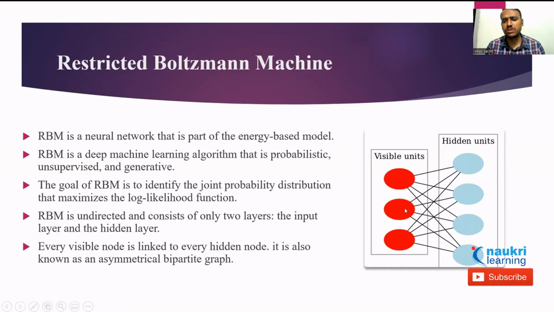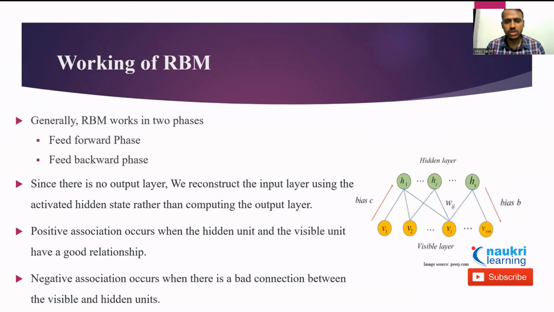Why is it described as asymmetrical? Because they are connected like this. There is no symmetry. It is not like the second one is connected to the second one, and the first one is connected to the first one. It is not like that. One visible unit is connected to all the units of the hidden layer. Okay, this is about the restricted Boltzmann machine. And now let us see the working. Okay, there are typically two phases of the training.